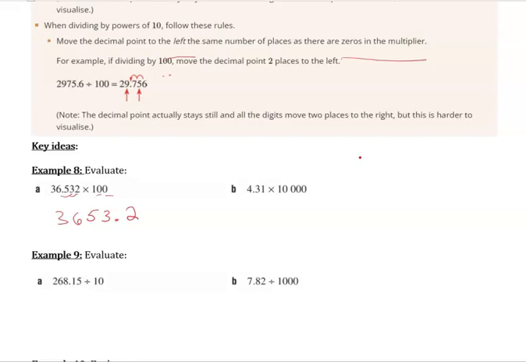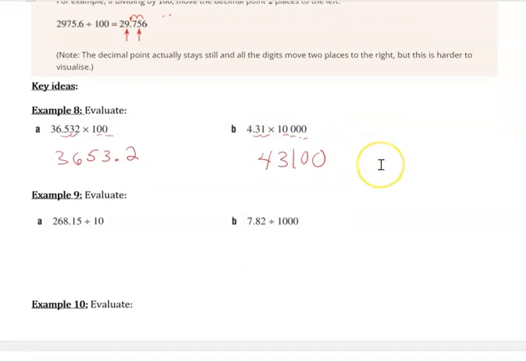Now this one, 4.31 times 10,000. We're going to need some extra zeros because we have 4, and then we jump 1, that's 1 zero, another jump, that's another zero, and then we have to make 2 more jumps. So 4.31 times 10,000 is 43,100, which makes sense. 4 wholes times 10,000 is 40,000, and those other bits stay in there because we've hopped our digits across the decimal point 4 times.